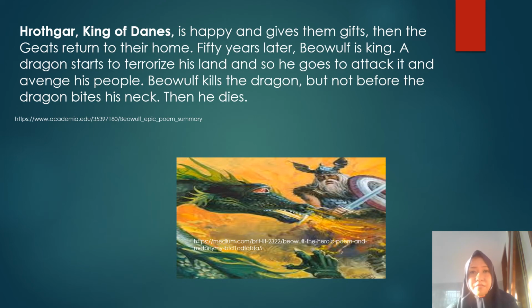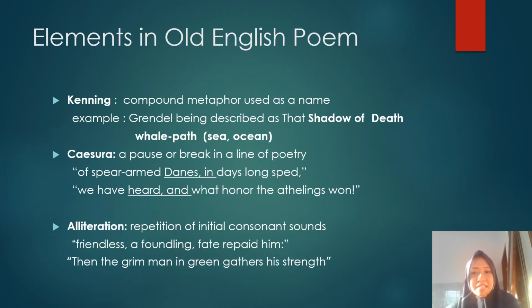However, 50 years later, there is again a terror coming from a dragon. And this fight results in the death of the hero. It means that this epic has a sad ending, or it's called a tragedy. Okay, that's the summary of one of the great epic poems in Old English literature.